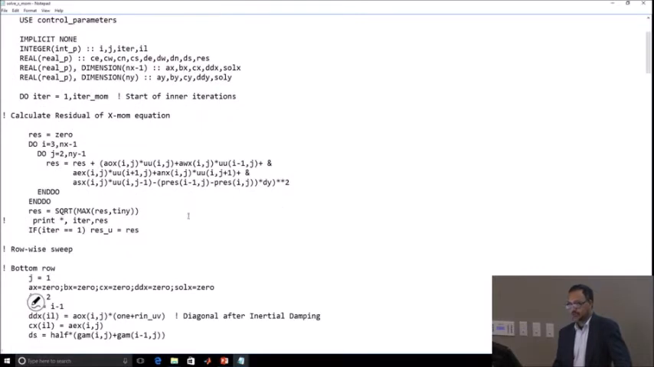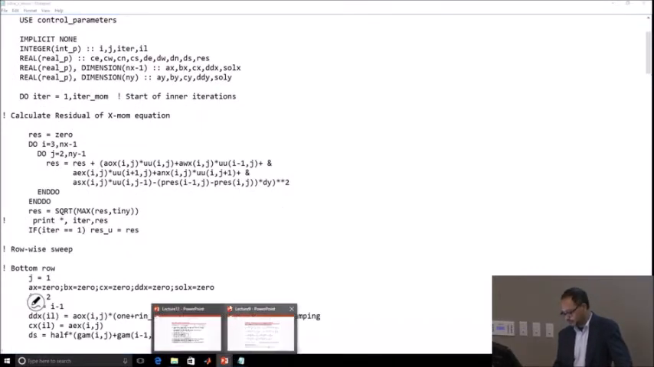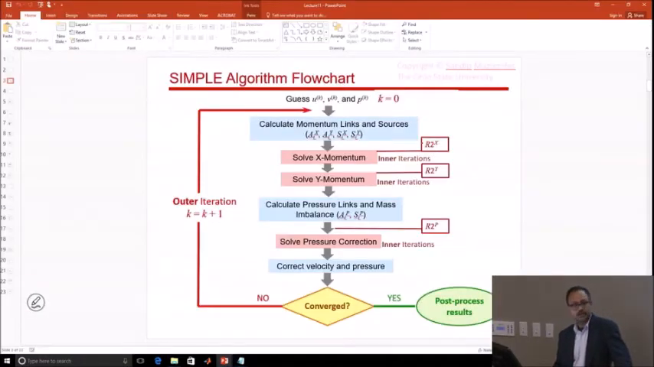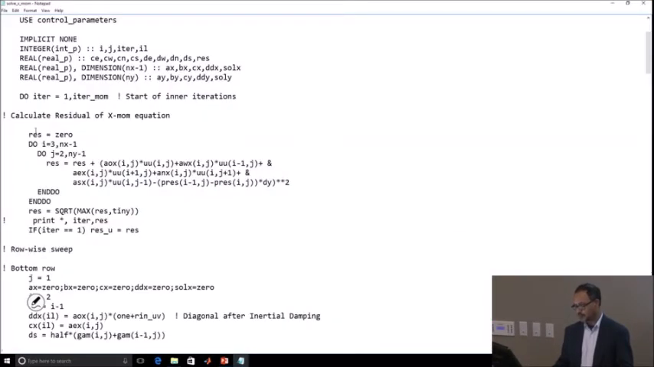So first thing, if I look at our algorithm, remember we said the residual for the momentum we are going to calculate and store right before we do any sweeps. So that's exactly what I'm doing here. I'm calculating the residual right away. So I'm starting my iteration loop. This is my inner iteration loop. And I'm saying if the iteration number is 1, which means that I have not done any sweeps so far, I'm going to store that residual.